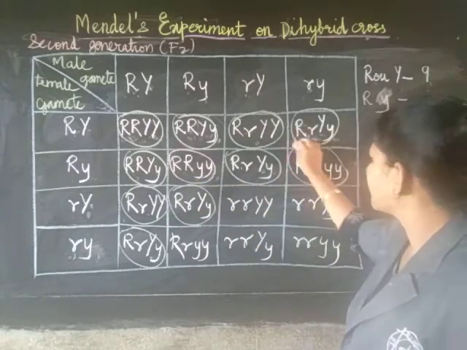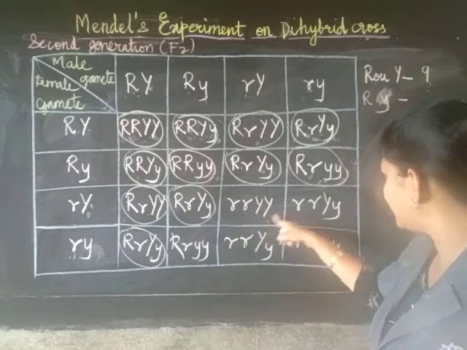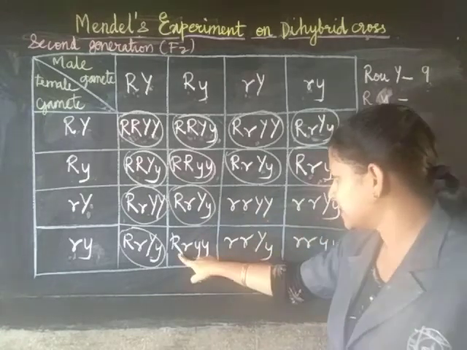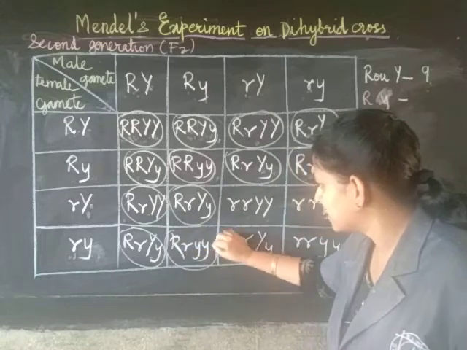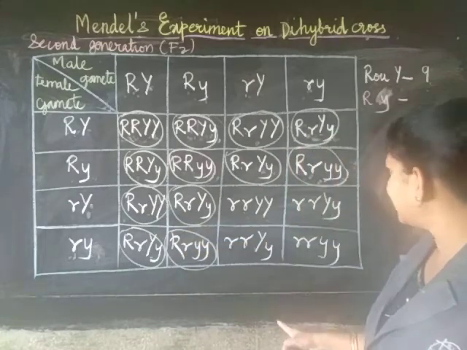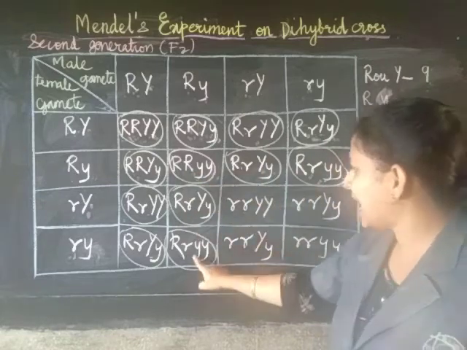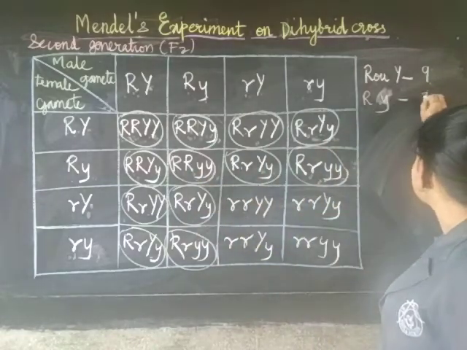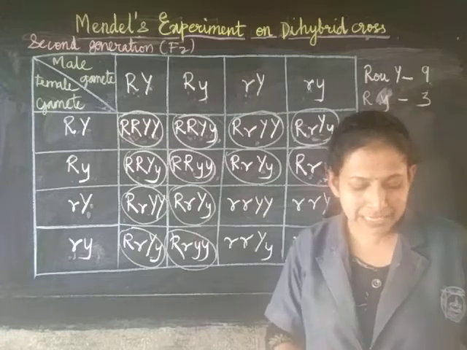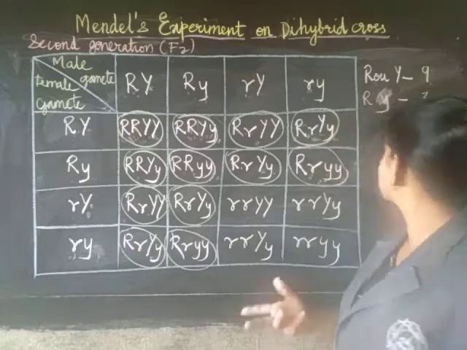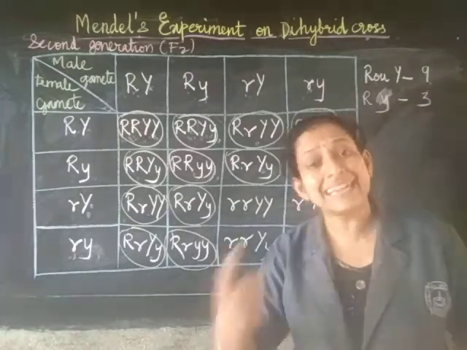Two. Okay. Then this is not the one. This is rounded and green. Fine. Anything else? Nothing. So rounded and green are 1, 2 and 3. How many were rounded and green? 3. Now next combination will be wrinkled and yellow.